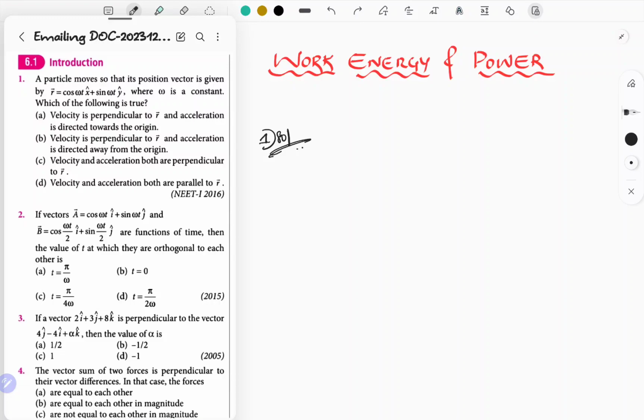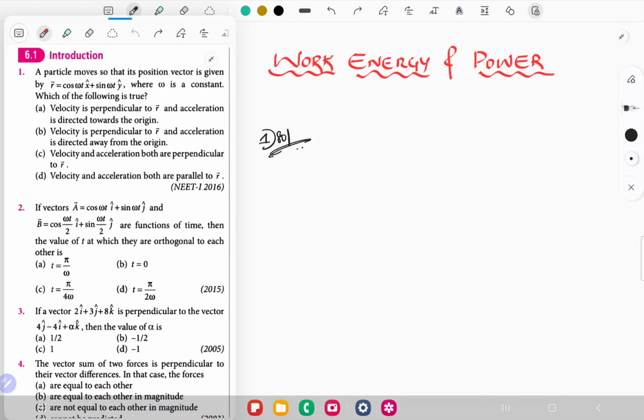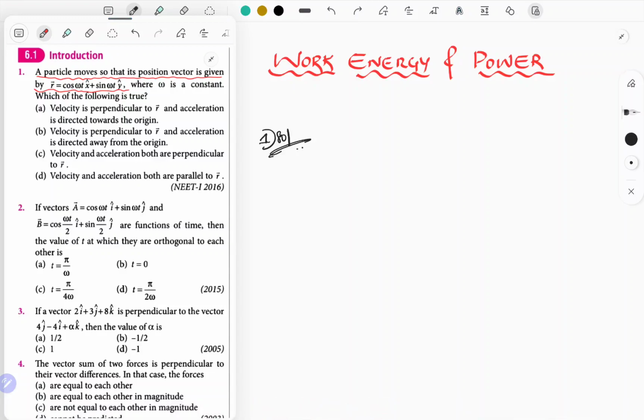The very first question is based on the introduction of this chapter. Let's get started with that. Question number 1. A particle moves so that its position vector is given by r bar is equal to cos omega t x cap plus sin omega t y cap. Let me write down the given data. What is the phase difference between cos omega t and sin omega t?